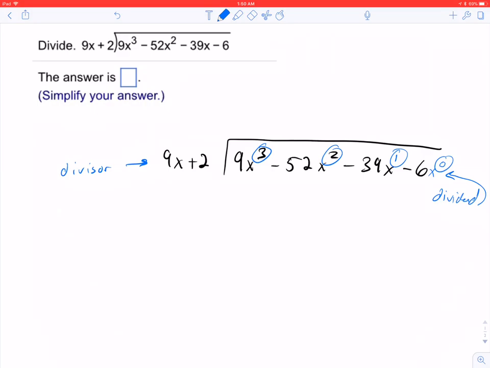Now if we skipped one, say we skipped the squared, we would need a placeholder. So we would say plus 0x squared. We would have to make sure that every exponent is accounted for, but in this fashion, we are good to go.